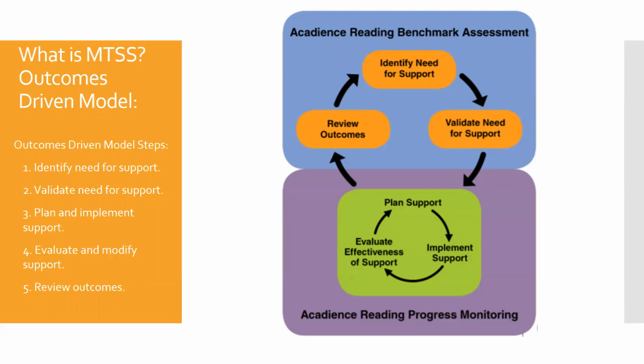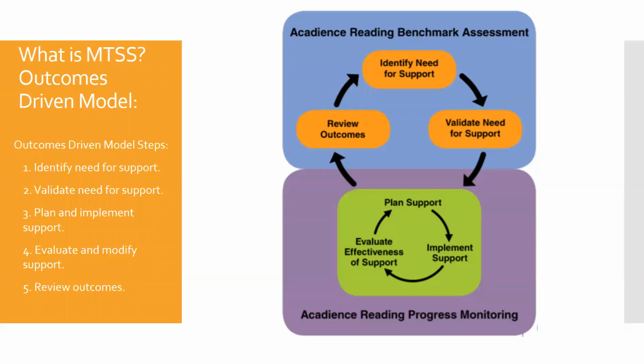Once the identification is made and we validate that need, we need to make a plan. What interventions are we going to put in place for those students to receive better reading outcomes, and how are we going to narrow that achievement gap with those students? So we plan for that support and also implement the support. So notice the green box towards the bottom there. That is a constant revolving circle. We plan for the support, we implement the support, and then step 4 is making sure that we're evaluating how effective those interventions are. So with Acadians, they recommend that you're progress monitoring throughout the way.